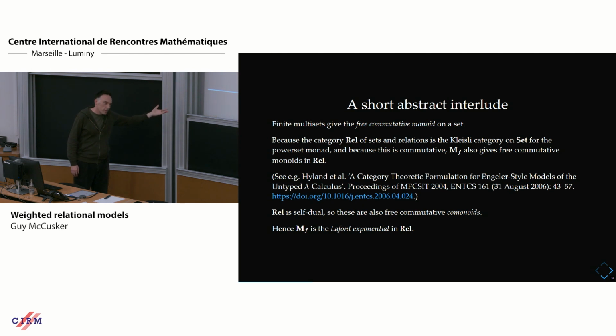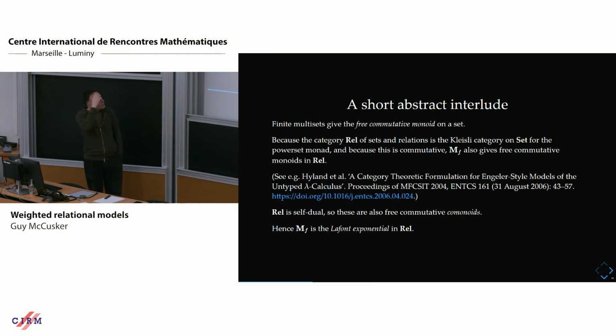Here's something that I think is important, because we're going to exploit this a bit. So the finite multisets are the free commutative monoids on a set. And that works in the category of sets and functions, but because Rel is the Kleisli category on Set for the power set monad, and because that is a commutative monad, there's a distributive law between these things, which means it's also giving you free commutative monoids on Rel, which is nice. Rel is self-dual, so those are also the free and co-free comonoids. So what we have is a Lafont exponential, whether we care about that or not.